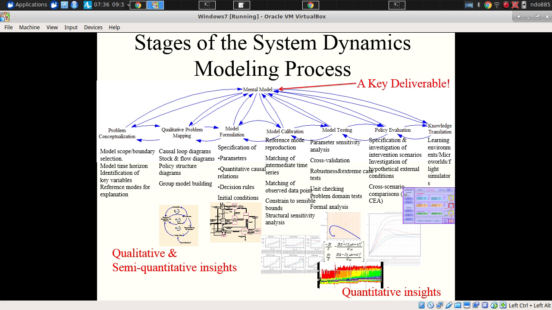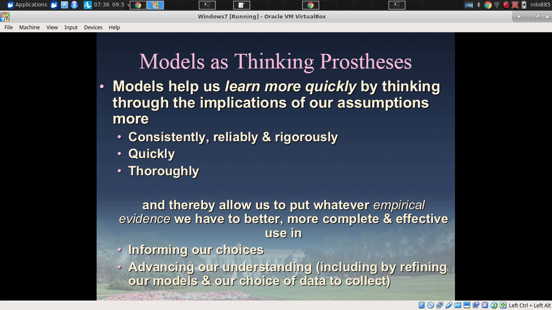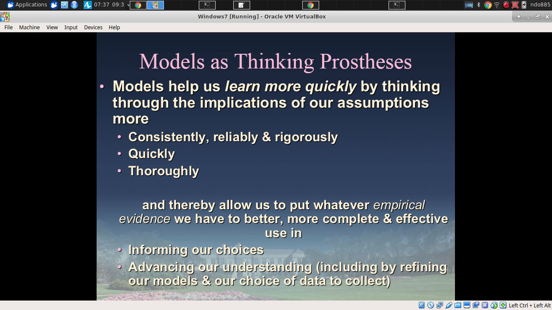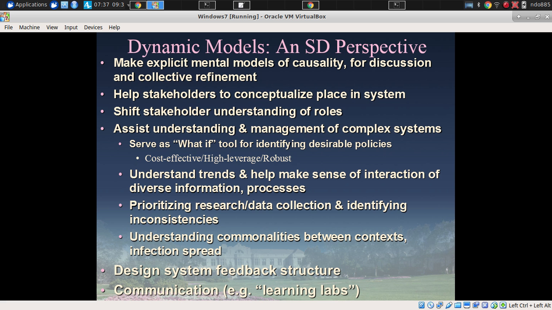So we're going to be talking about the first three elements here, and I'm going to spend more time on the problem mapping and model formulation side. Problem mapping, we're going to talk quite a bit about causal loop diagrams. Model formulation, stock and flow diagrams, and quantitative models. So the view that I articulated earlier, on models as thinking prostheses, thinking tools to help us think more deeply, robustly, reliably, quickly through problems. Tools that help us make sense of empirical data, empirical evidence, in a more reliable way than if we were just relying on mental models.